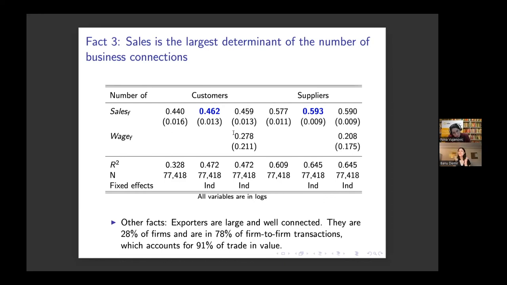And another important fact: exporters are large and they are well connected in the data. So when they receive a shock, their effect for the aggregate economy is very different than what you would expect when other types of firms receive the same shock. They account for less than a third of manufacturing firms in the data. This is consistent with findings in other data sets, but they are in almost 80% of firm-to-firm transactions. So almost 80% of transactions include at least one exporter. And these transactions account for 91% of domestic trade. So while we don't see exporters everywhere, they have a very important role. They have a very central role in the production network. That's why shocks received by these firms are important for general equilibrium.